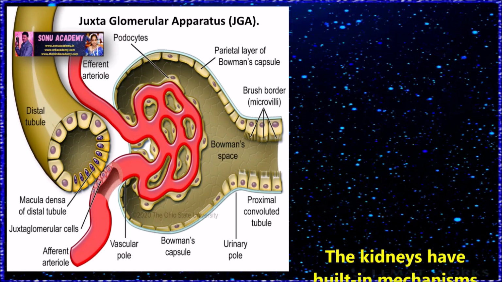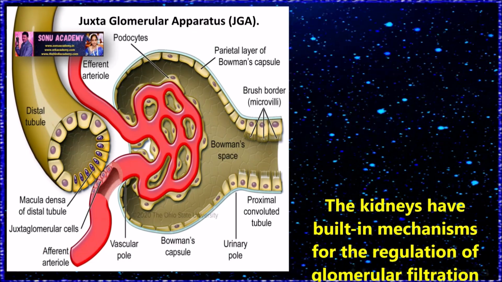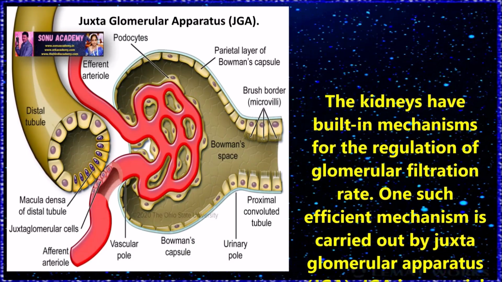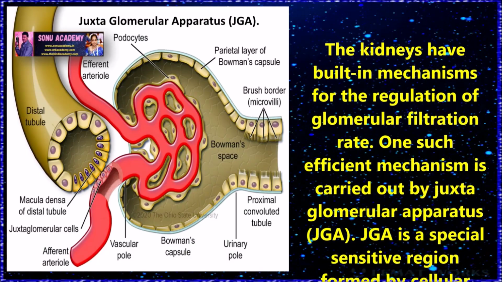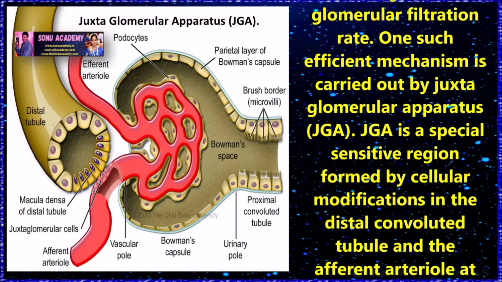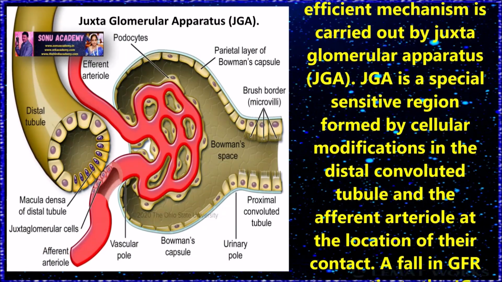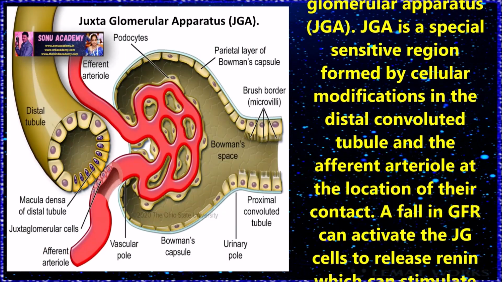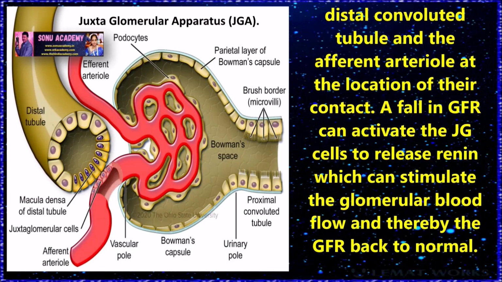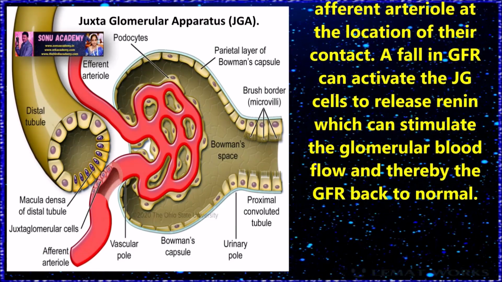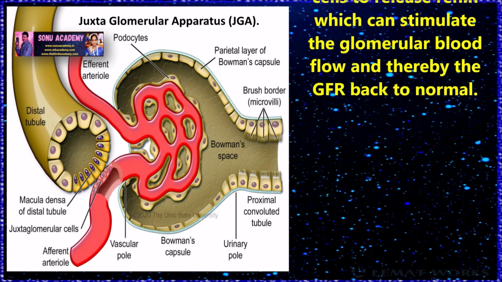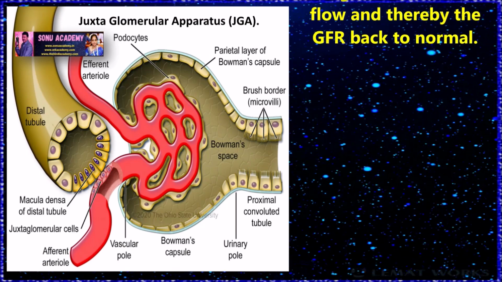The kidneys have a built-in mechanism for the regulation of glomerular filtration rate. One such efficient mechanism is carried out by the juxtaglomerular apparatus, JGA. JGA is a special sensitive region formed by cellular modification in the distal convoluted tubule and the afferent arteriole at the location of their contact. A fall in GFR can activate the JG cells to release renin, which can stimulate the glomerular blood flow and thereby bring GFR back to normal.